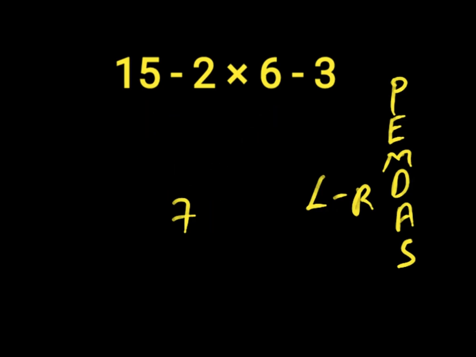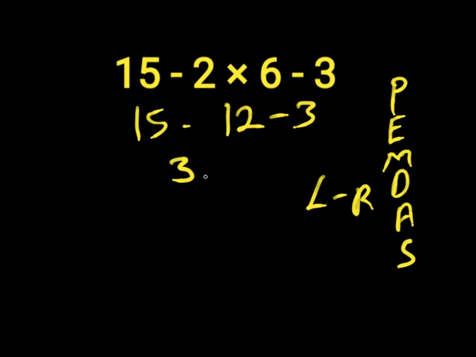First of all, we solve our multiplication, which is 2 times 6. 2 times 6 will give us 12. Then we have 15 minus 12 minus 3. 15 minus 12 will give us 3. Then we have 3 minus 3. 3 minus 3 will give us 0. 0 is the right answer to this expression.